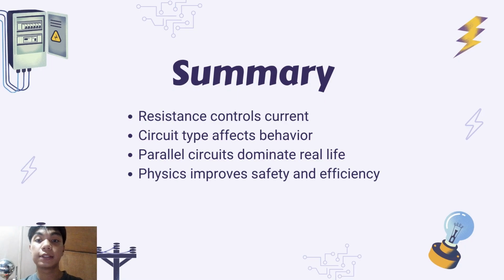To summarize, resistance controls how current flows in a circuit, and different factors like length, thickness, and material affect it. We also learned that circuit design plays an important role in how electricity behaves. Series circuits have a single path and are simple but less reliable, while parallel circuits have multiple paths and are more commonly used in real-life systems. By applying concepts like Ohm's law, we can better understand and predict how circuits work. Overall, understanding these principles helps improve safety, efficiency, and the proper use of electrical systems in our daily life.